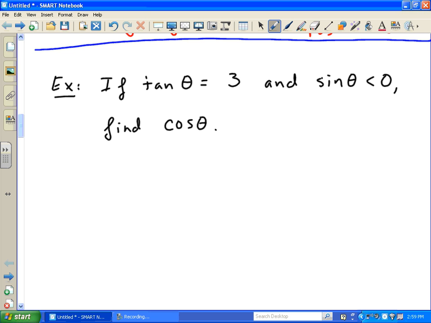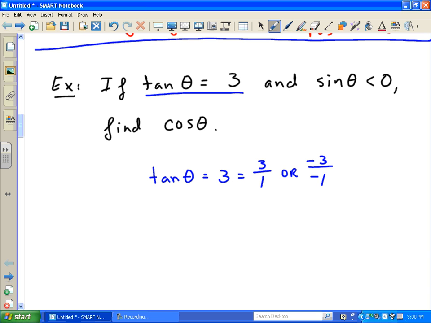The first thing you want to do is look at the trig function value they gave you. They've given you that tangent of theta is equal to 3. If that's not a ratio, write it as a ratio. So 3 could be rewritten as 3 over 1. Now keep in mind that tangent is y over x. So you could have a positive y and a positive x, and that results in a positive 3, or you could also have a negative 3 and a negative 1. That would also result in the positive 3.